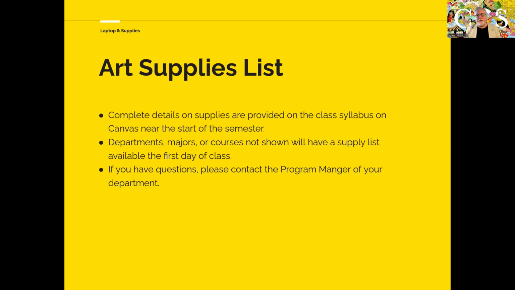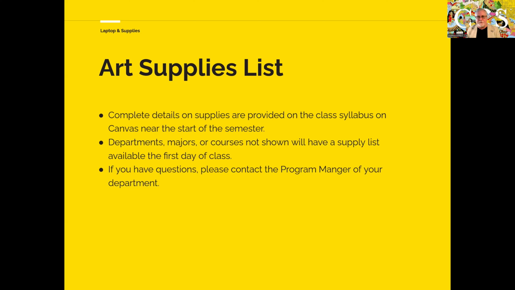And art supplies. Again, we covered this earlier. The details for supplies will be provided on your class syllabus, and again, that can be found on Canvas. Departments, majors, or courses not shown will have a supply list available on the first day of class. But if you have any questions, again, that's what that program manager is for.